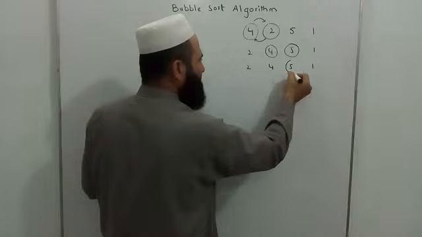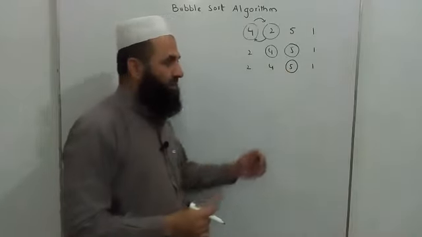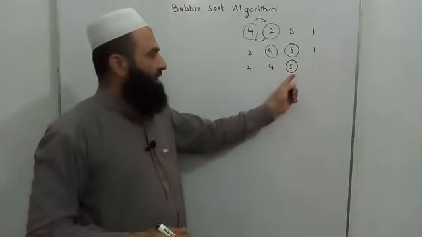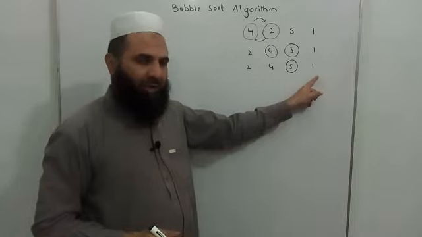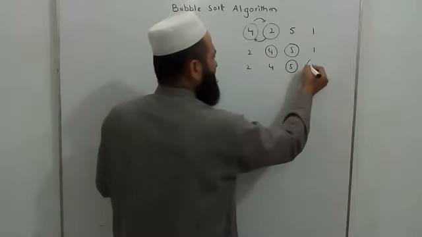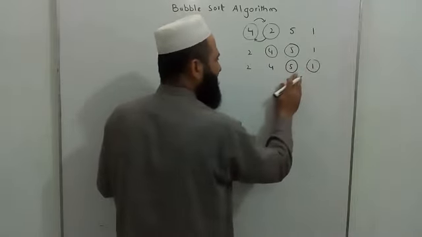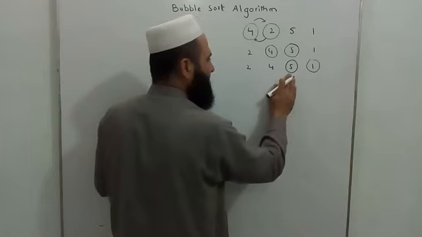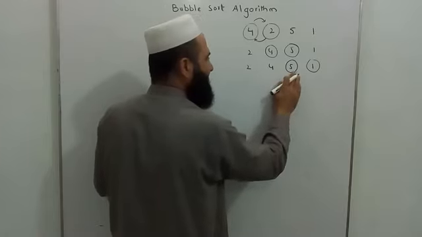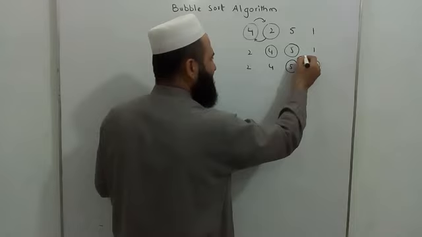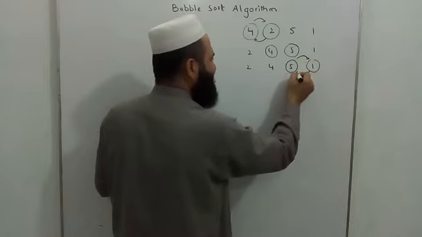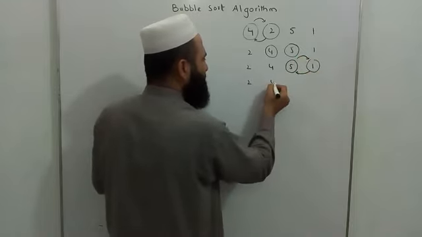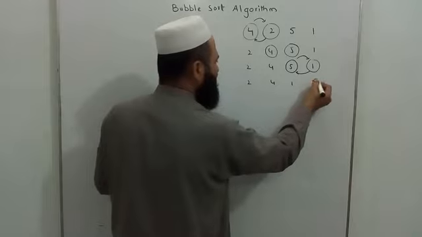Now we will move to the next number in the sequence, that is 5. We will compare it with 1. By comparing 5 with 1, we see that 5 is greater than 1. So we will swap the two numbers, and the resultant sequence is 2, 4, 1 and 5.